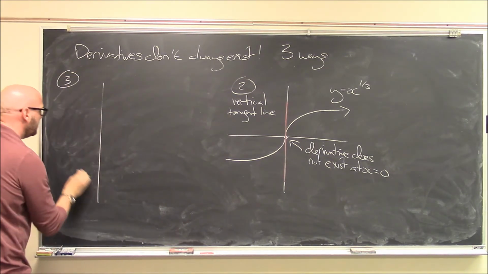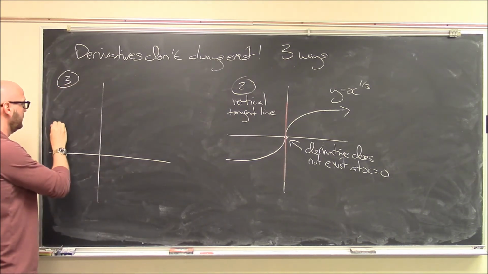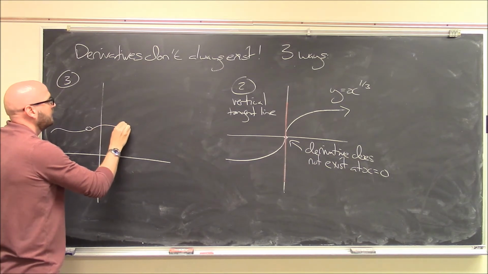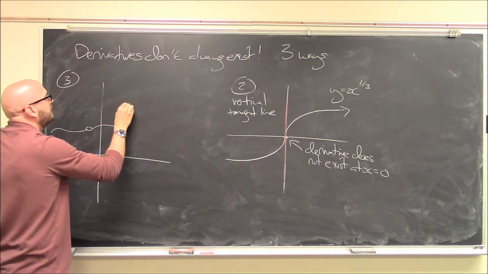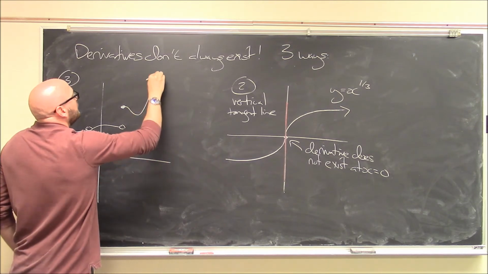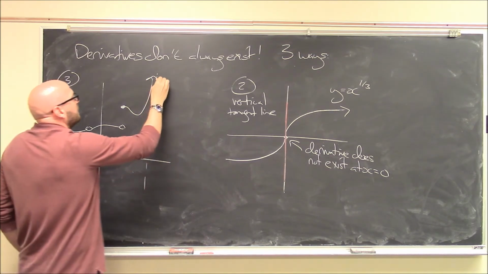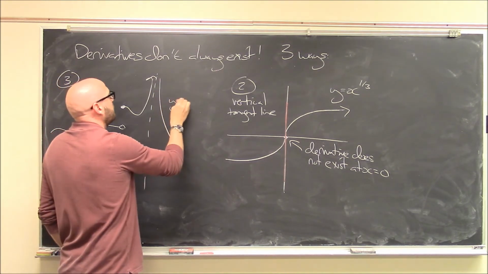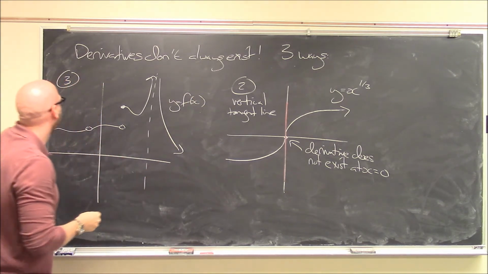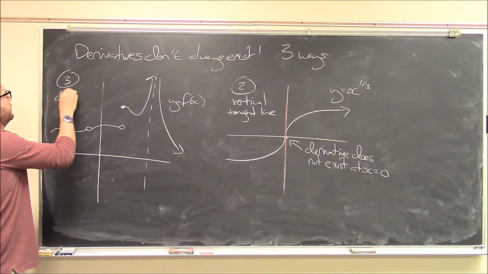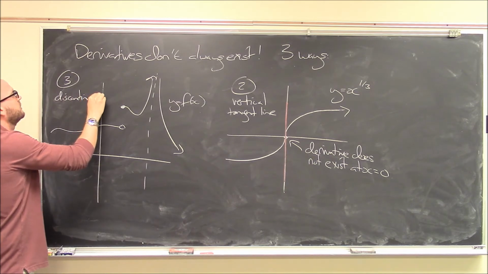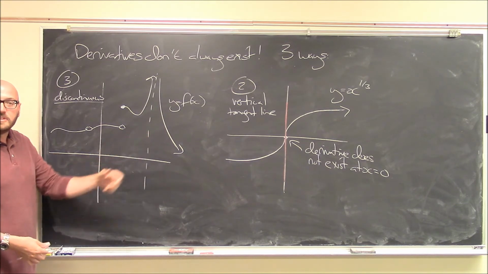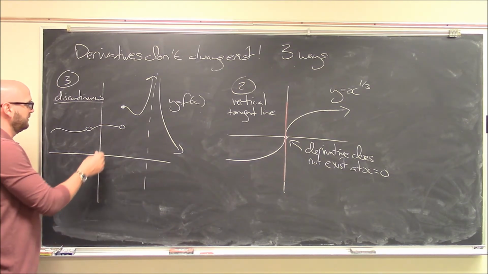is just any old discontinuous function. So here's a function that comes along, it's got a hole in it, it goes on, it makes a jump, then it blows up to infinity, then it comes back. Alright, so here's our function. And what I'm trying to draw here is this is discontinuous. And at any points of discontinuity of a function, your derivative automatically doesn't exist.